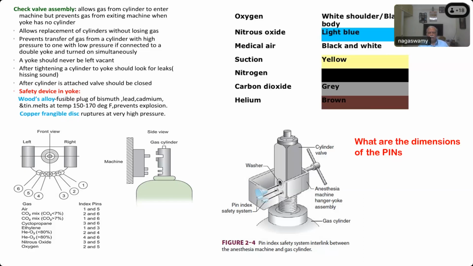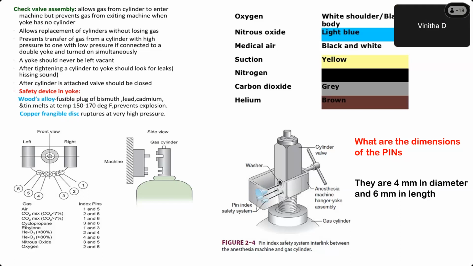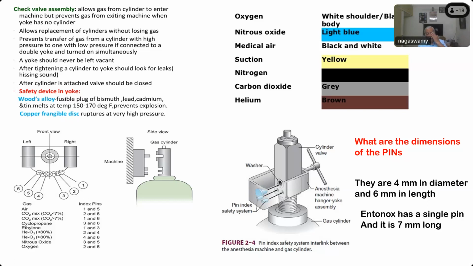So what are the dimensions of the pins? That has become a very fancy question nowadays. Examiners keep finding new questions to confuse the students. The dimensions are 4 mm diameter and 6 mm length. Is it the same for all? Yes sir, except Entonox, which has a single pin and it is 7 mm long. Entonox is also sometimes applied through central supply in some hospitals in the UK. So it has only one pin, whereas all other gases have two pins, and its pin length is 7 mm compared to the 6 mm of other machines.